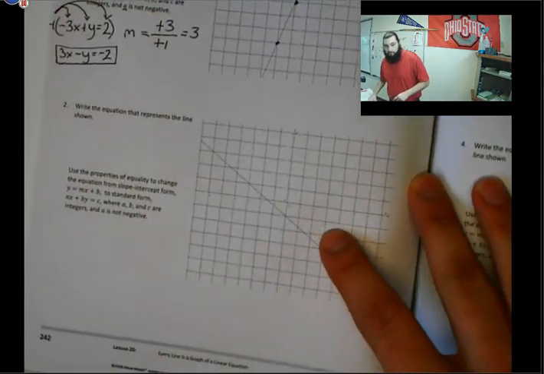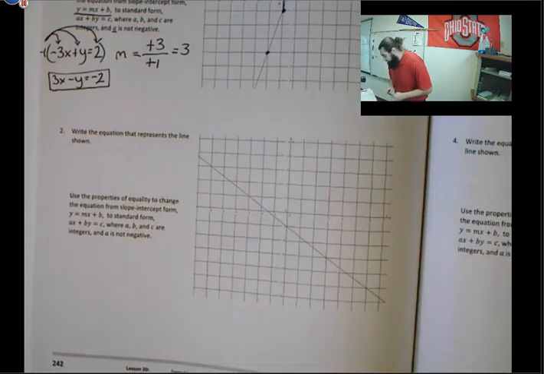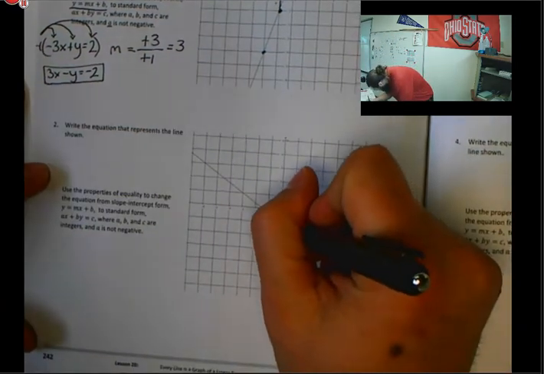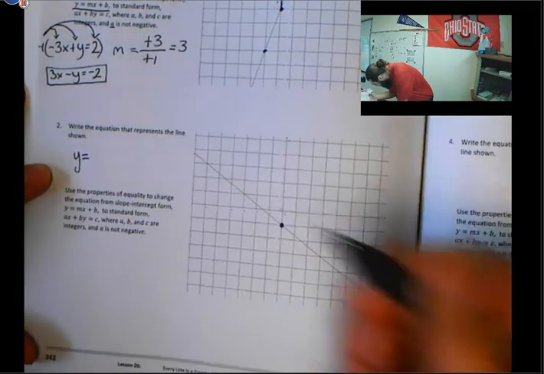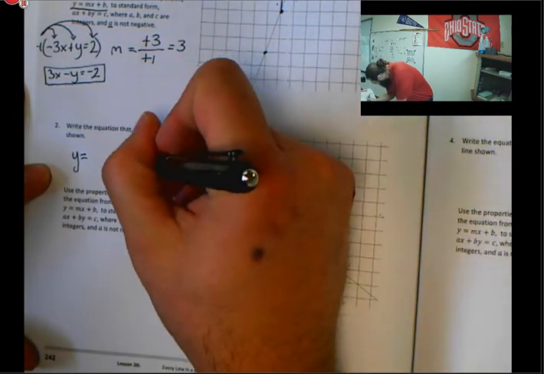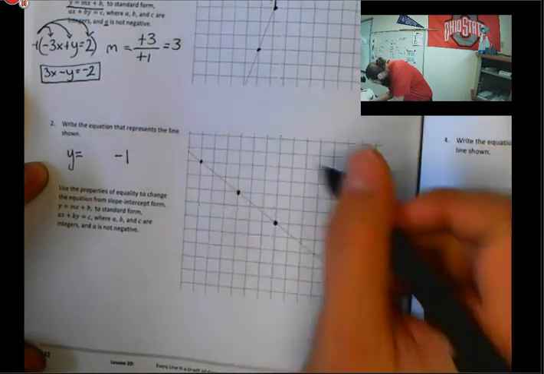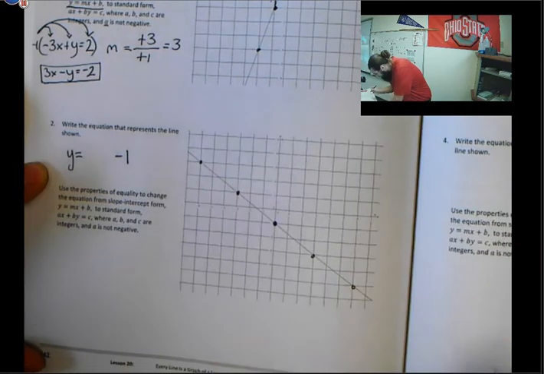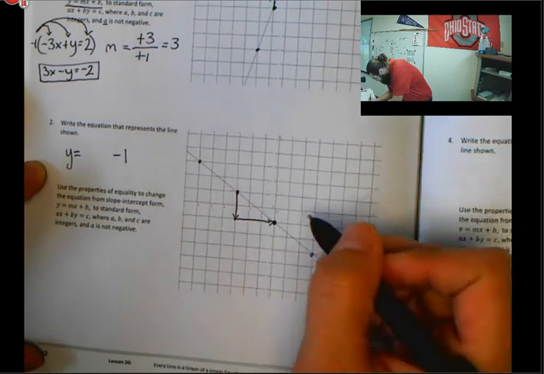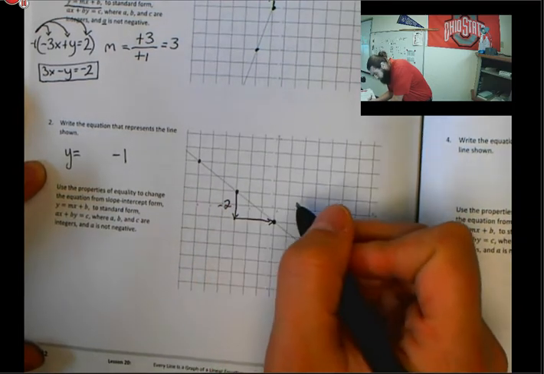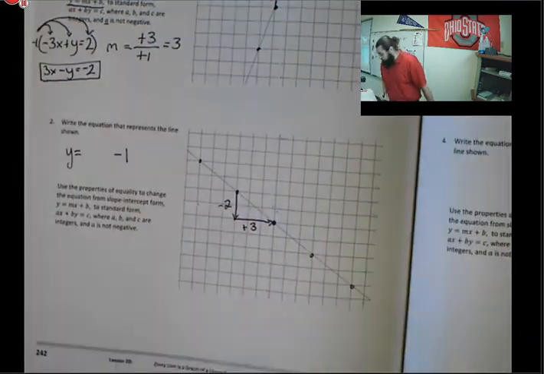Let's look here at question number 2. Let's do the same thing. I'm going to go a little bit faster this time. Identify my y-intercept. So my equation begins with y equals something minus 1. I find where my line crosses at whole values. From here, I'm going down and to the right. So down is a negative 2 change. Going to the right is a positive 3 change.